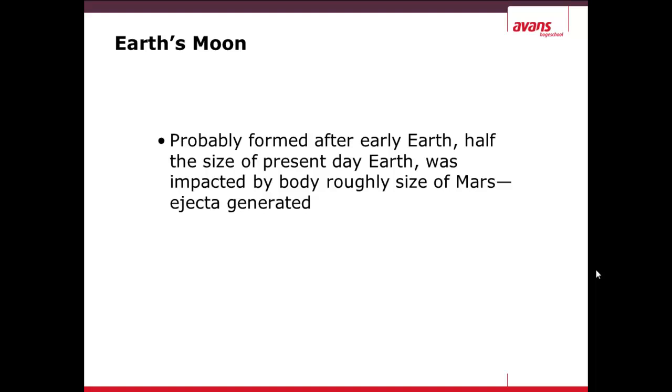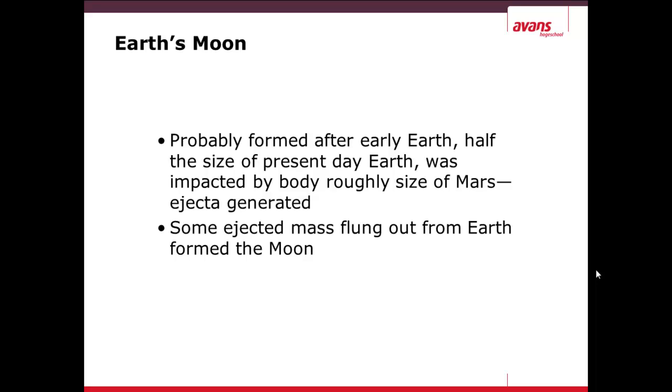Earth's Moon: it is suggested that probably after the early Earth was formed, a piece of the Earth was impacted by a large body, approximately the size of Mars, which ejected a part of the Earth. This is called ejecta. This ejecta flung out from the Earth and was returned into the Moon.